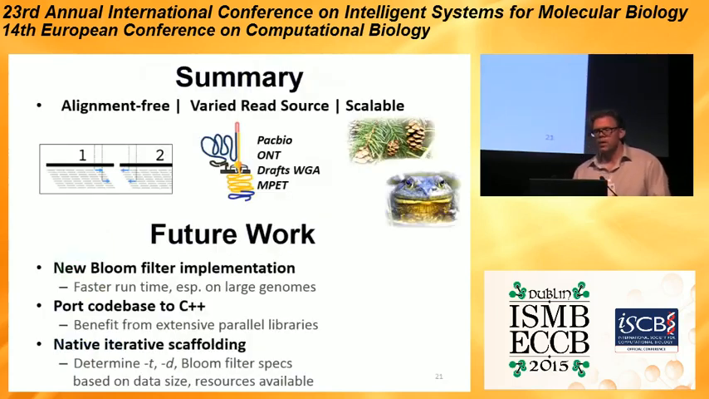Okay, so in summary, I have just 3 things to say. This is a k-mer scaffolder. It's alignment-free. You can use varied read sources: error-rich long reads, corrected long reads, draft assembly, and it's scalable. Some of our future work will include developing a new, faster, more efficient bloom filter, and we also intend to port this code to C++ to make use of parallel libraries and make everybody's life a bit easier when running on many, many reads.